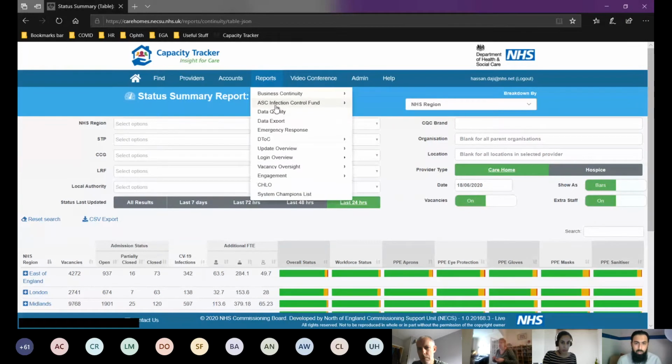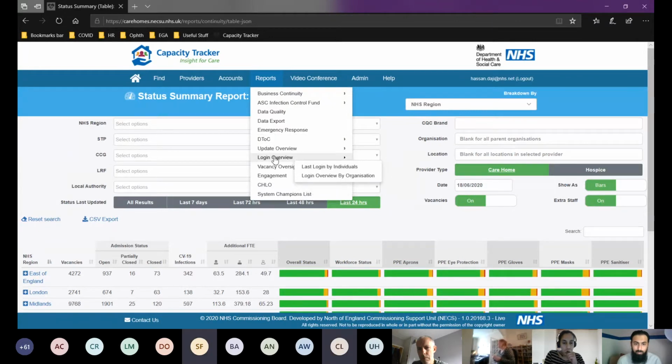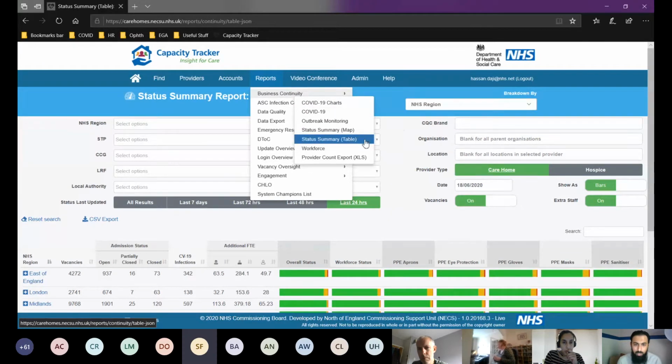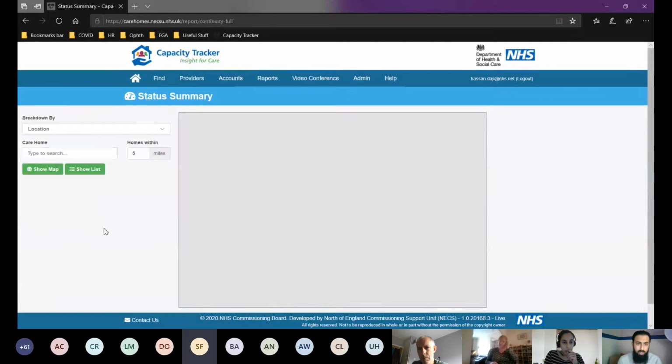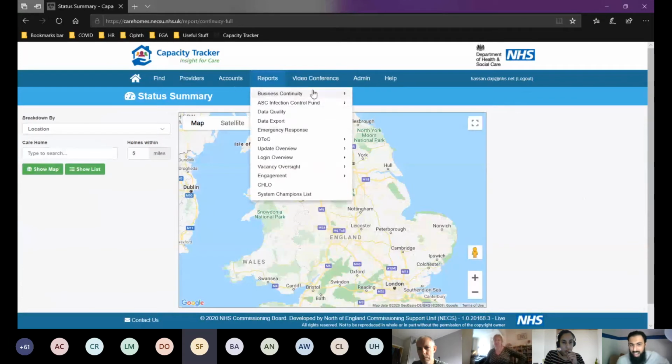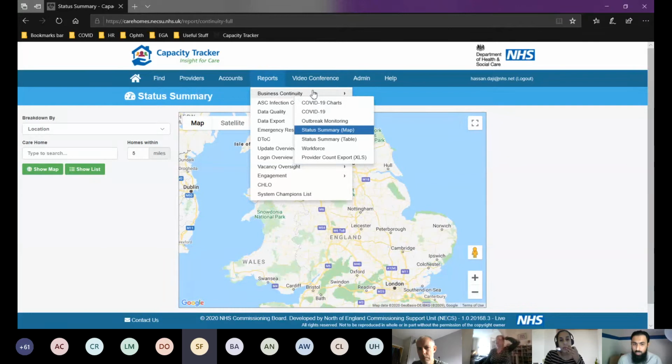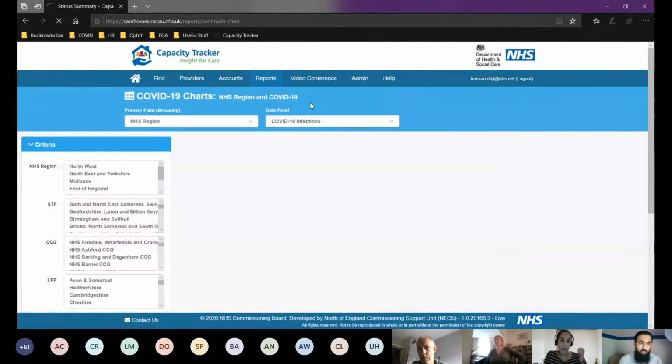Right, you're going to have to help me again, Chris. I've gone blind. What you have to... Charts. So it should be under business continuity. Yeah, I thought it was, but I can't see it. And then you've got the map, or you've got... Is that what you wanted, the map that showed various bits? I'm not entirely sure, if I'm honest. I think it's a COVID-19 chart. Okay, the COVID-19 chart.